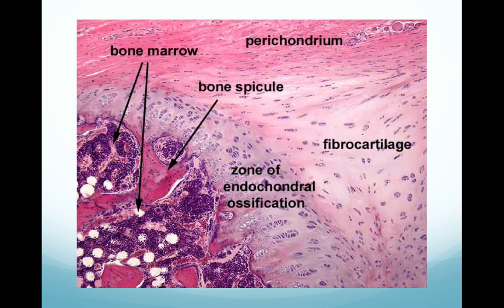A 5th type of connective tissue is fibrous connective tissue, and it forms the tendons that connect muscle to bones, and also the ligaments that connect bones at joints.